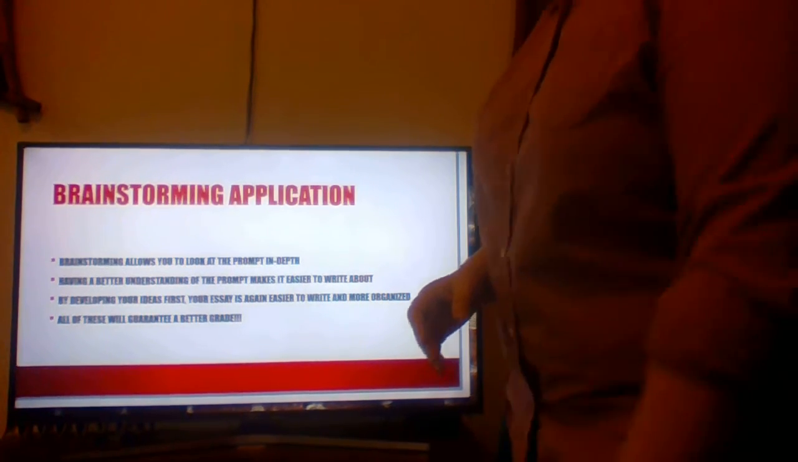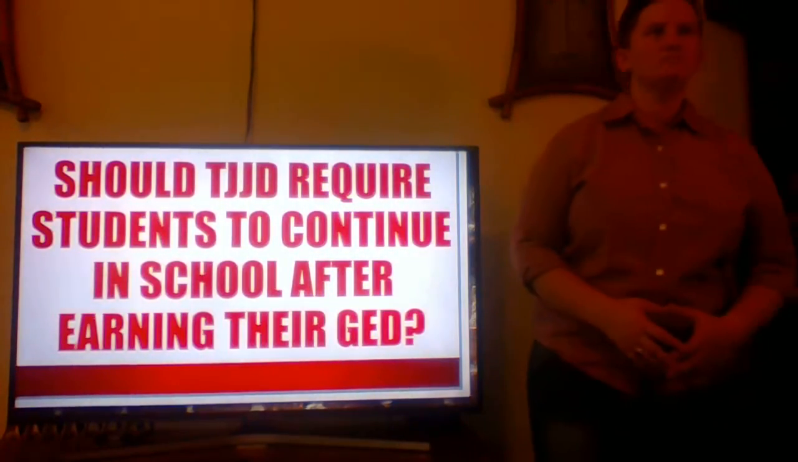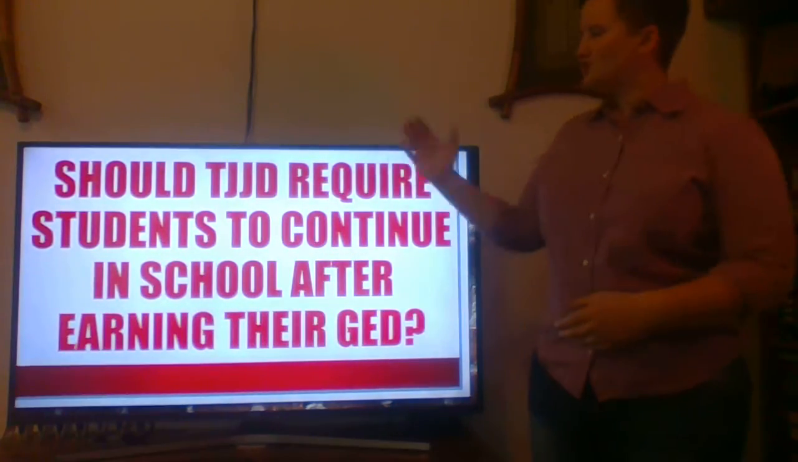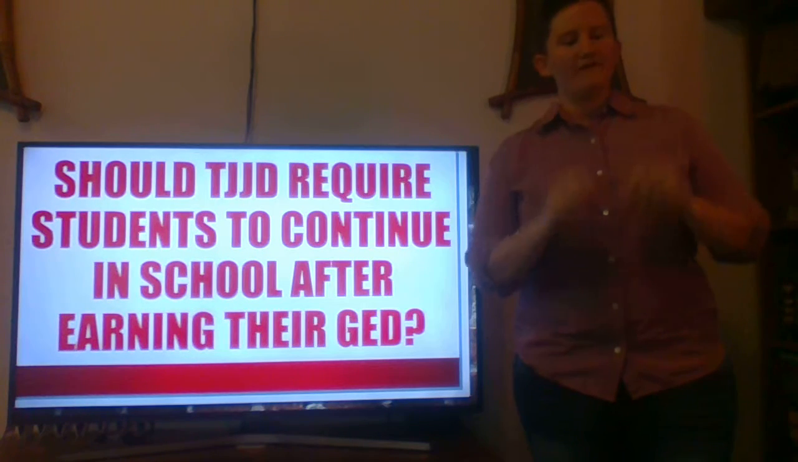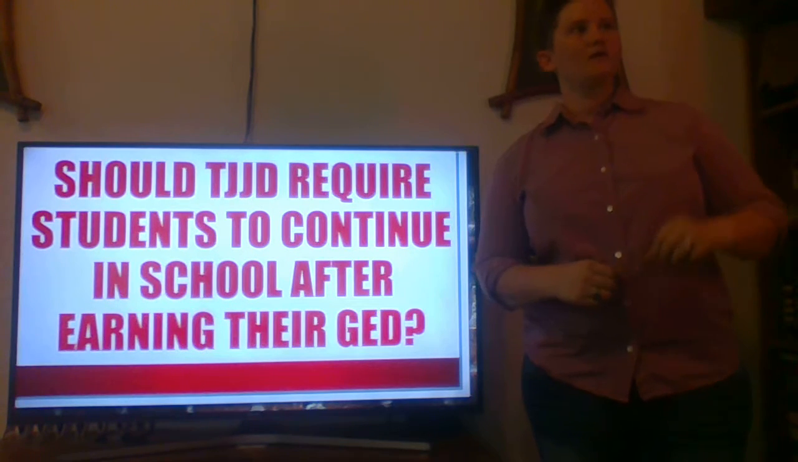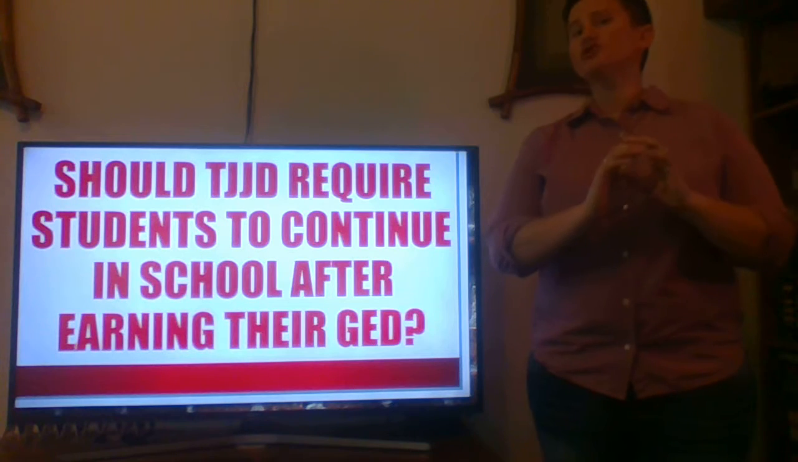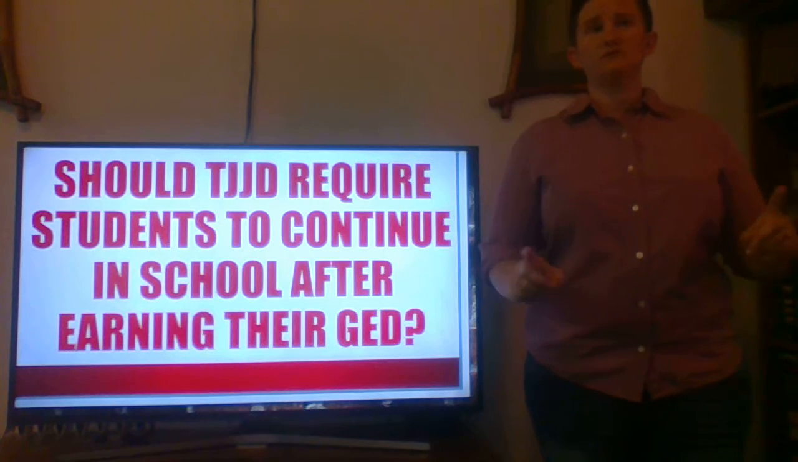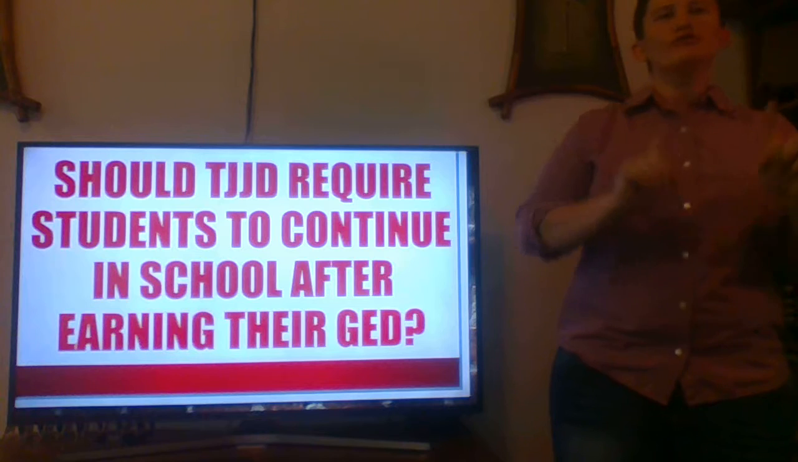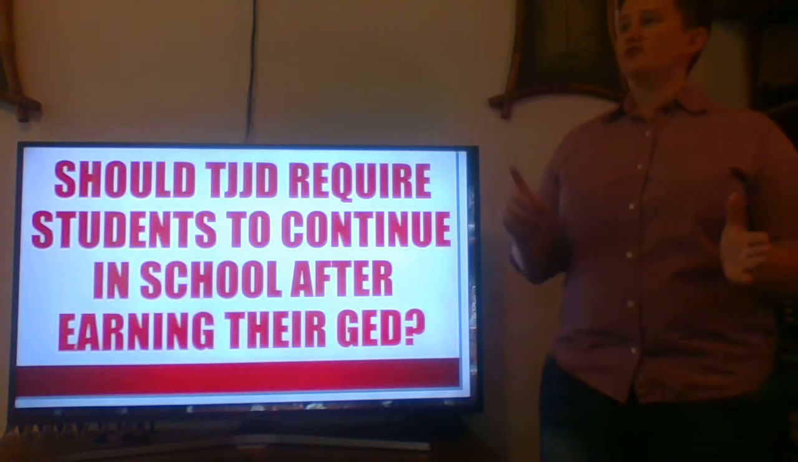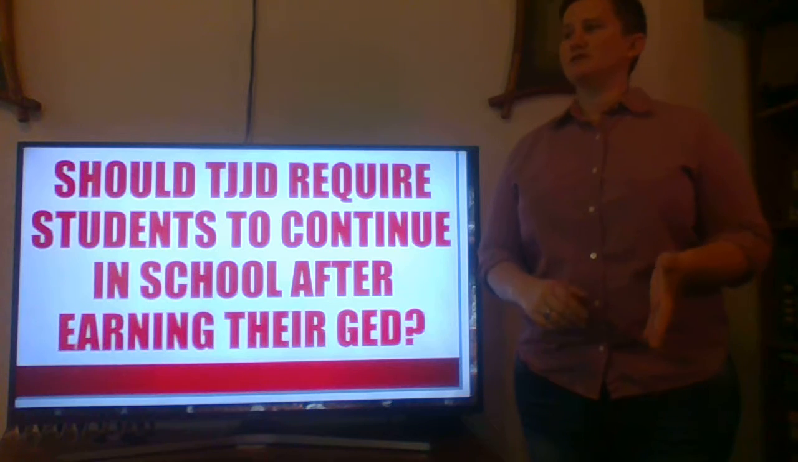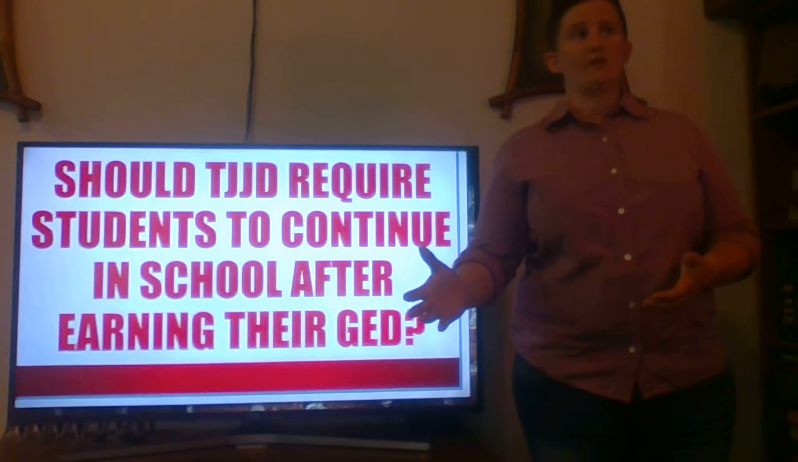So now, you have the paper in front of you. I want you to start with your center bubble. Should TJJD require students to continue in school after earning their GED? In the center, I want you just to write that prompt. I don't want you to say yes or no. Just write that prompt. Your first two webs off of it are going to be one, yes, it should change so students don't attend school after earning their GED, and no, they should change the way possible.